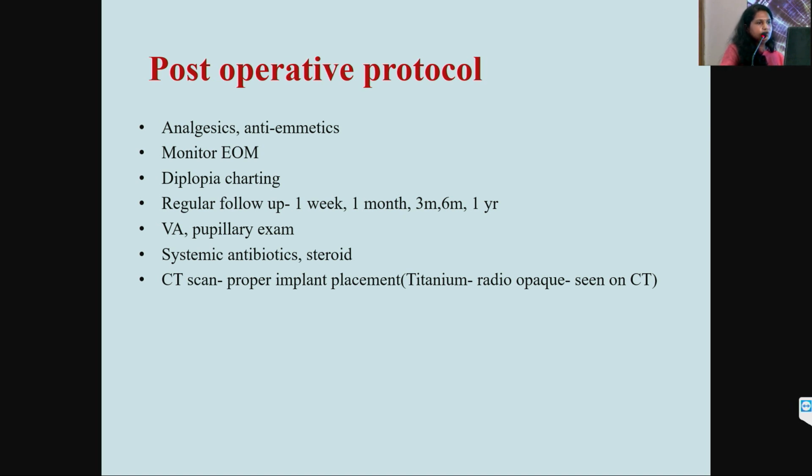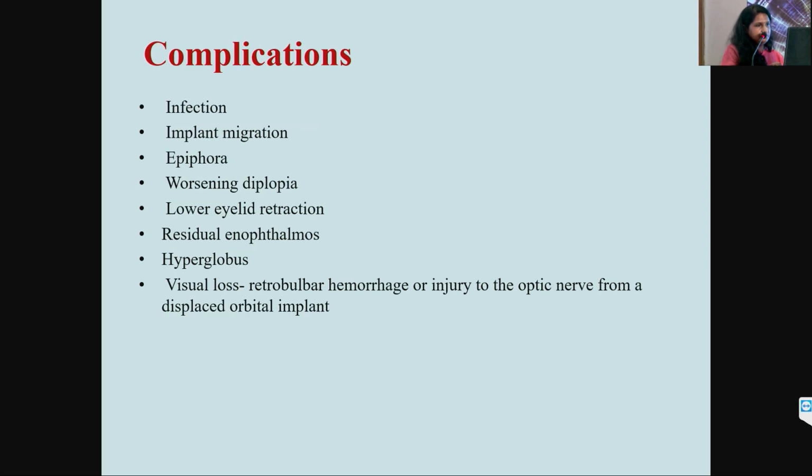Postoperative protocol. We have to give analgesics and antiemetics, and monitor extraocular movements. Regular follow-up should be done at 1 week, 1 month, 3 months, and 6 months. Visual acuity and pupillary examination have to be done. Systemic antibiotics and steroids have to be given. CT scan can be taken for proper implant placement assessment in case of titanium.